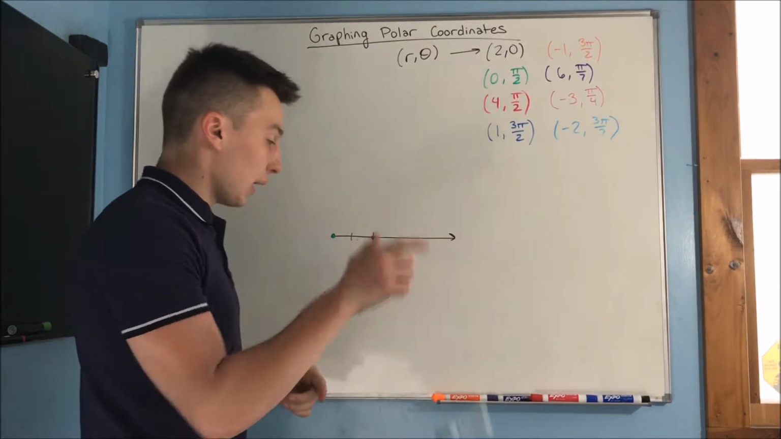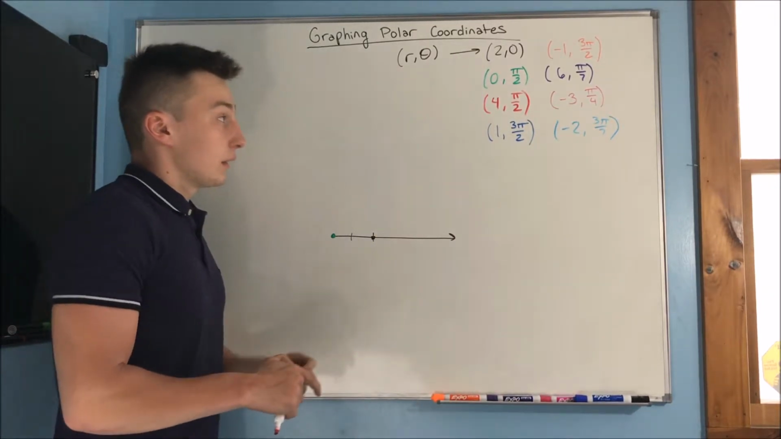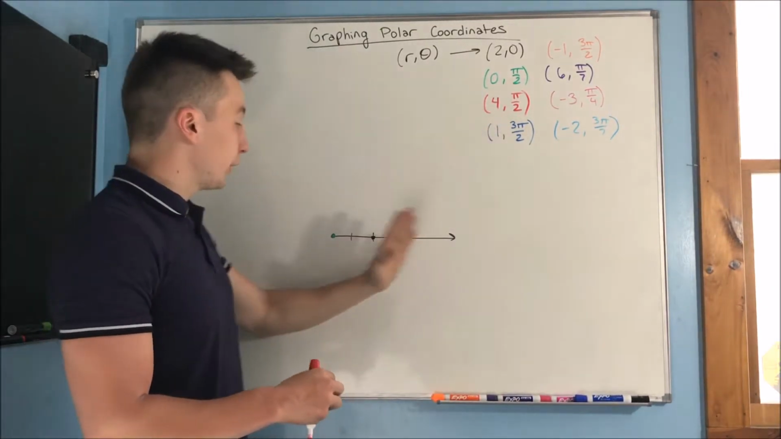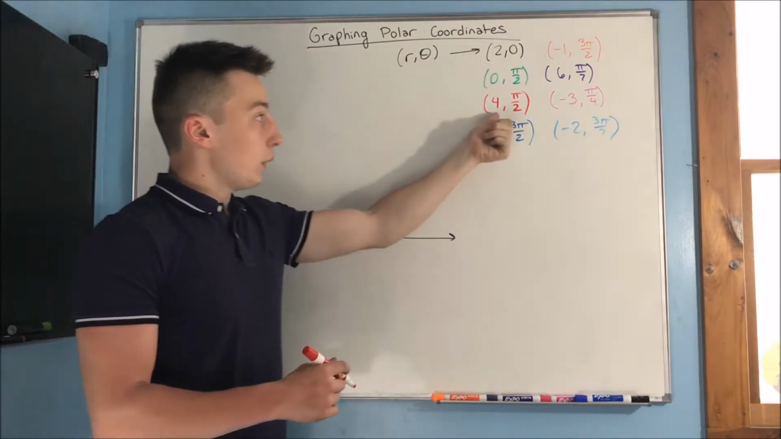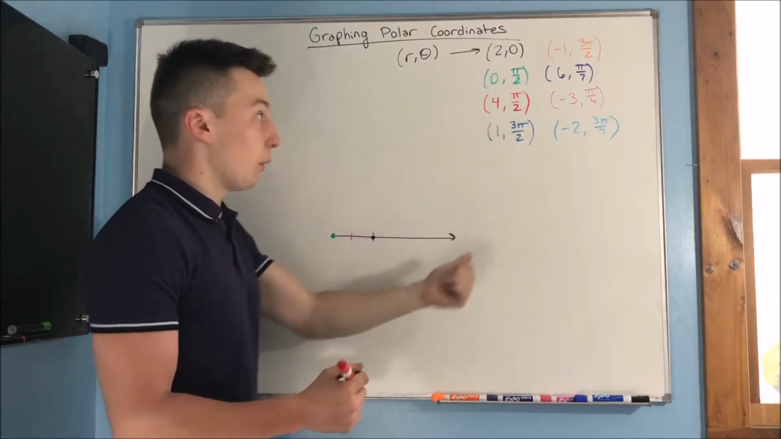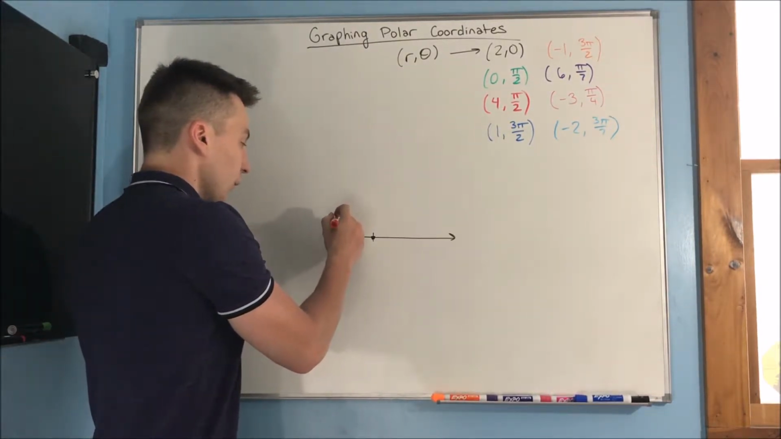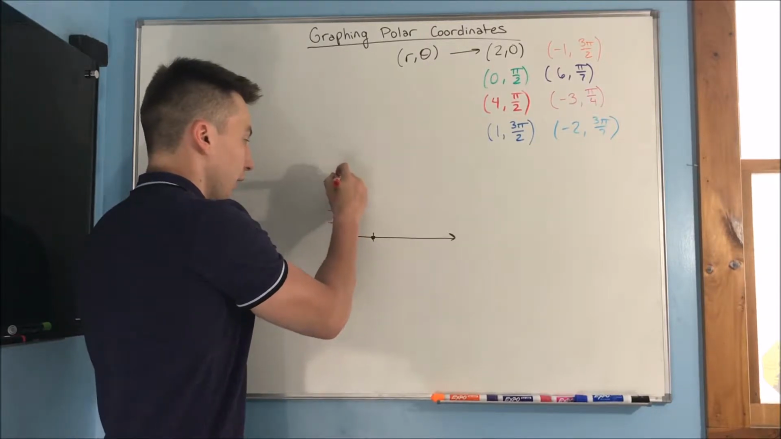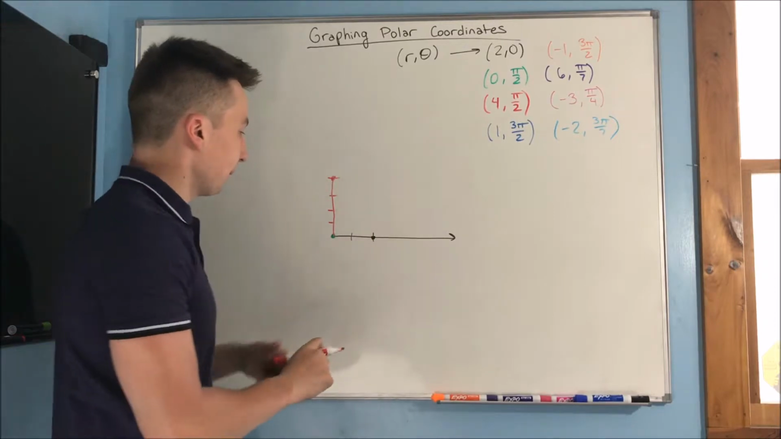Next we have (4, pi over 2). All right, and well, now we are in that pi over 2 direction, right? So we're going to be going somewhere up, and we have a radius of 4, okay? So that means you can kind of see, we'll go 1, 2, 3, 4, plot your point, and then usually you just draw a line to it.